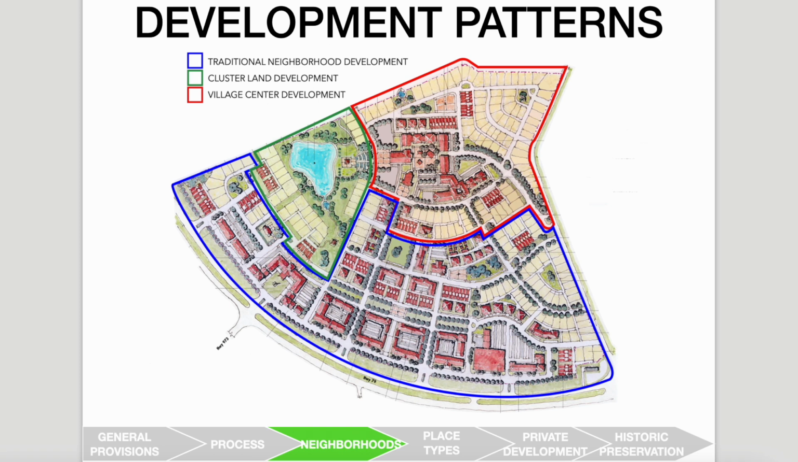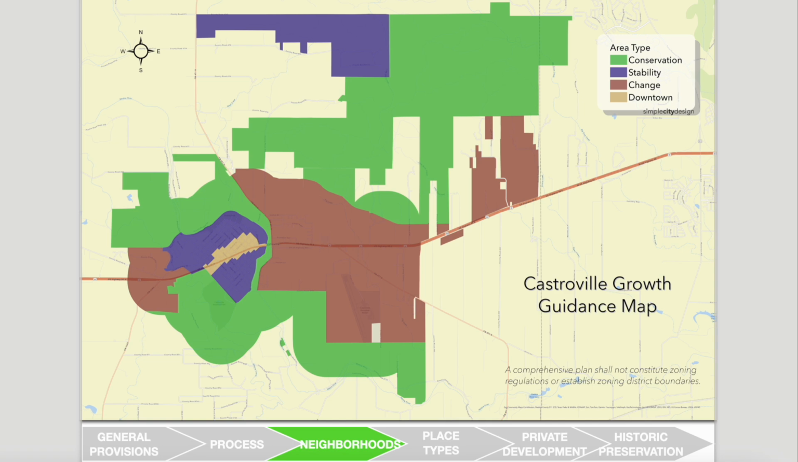In the comprehensive plan, locations of these development styles are outlined in each area type. Areas of stability, areas of change, and downtown are going to see traditional neighborhood development. In areas of conservation, cluster and village developments are encouraged to allow flexibility for neighborhoods that might feel too far to have a continuous line with Castroville, but could still retain a full neighborhood feel.